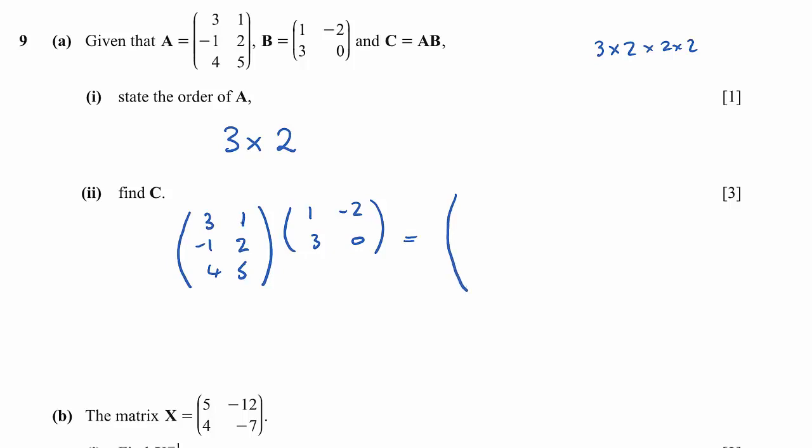So top row times the left column, 3 add 3, which is 6. Then top row times right column is 3 times negative 2, negative 6 and 0. Then we'll have negative 1 add 6, which is 5. Then we'll have 2. Then we're going to have 4 and 15, which is 19. And negative 8.